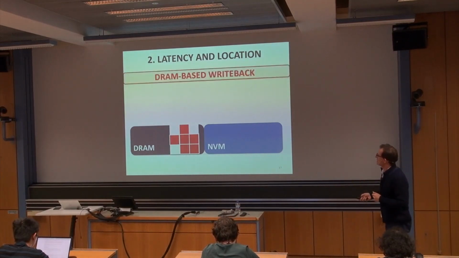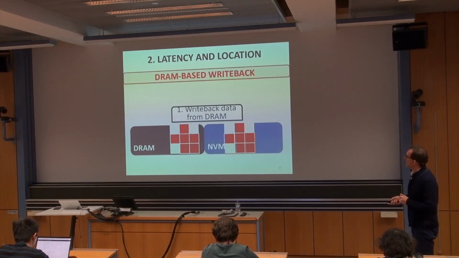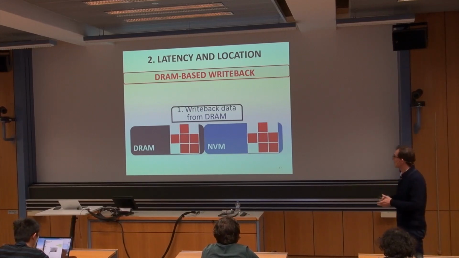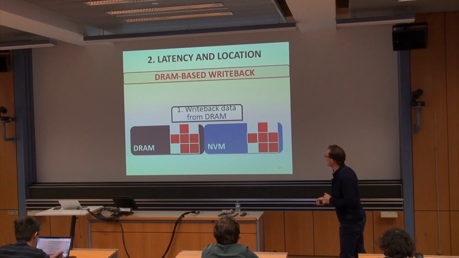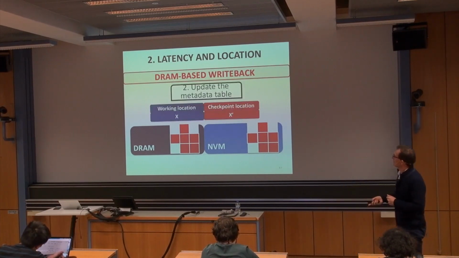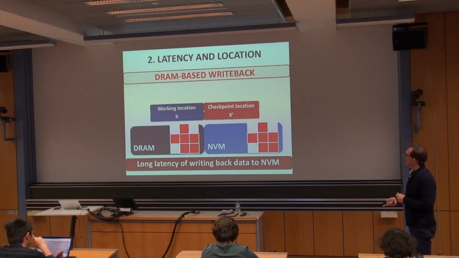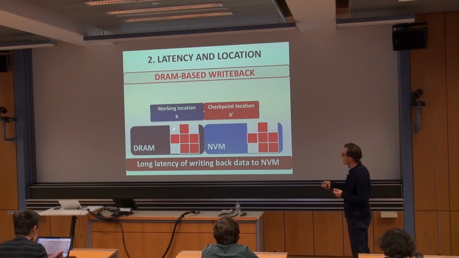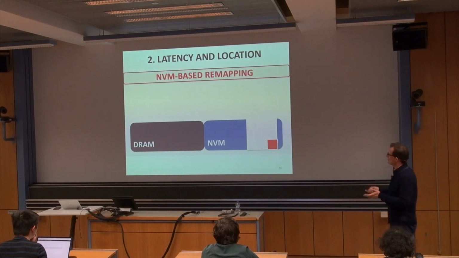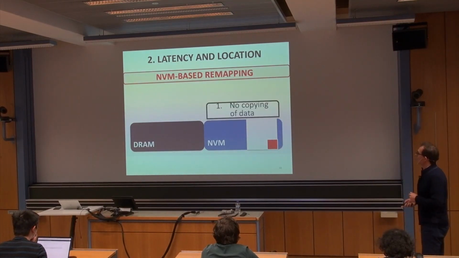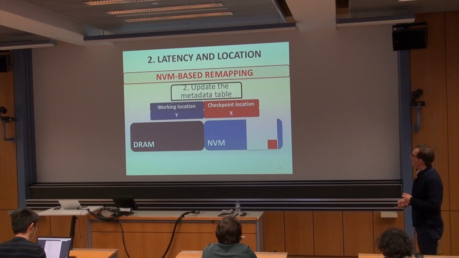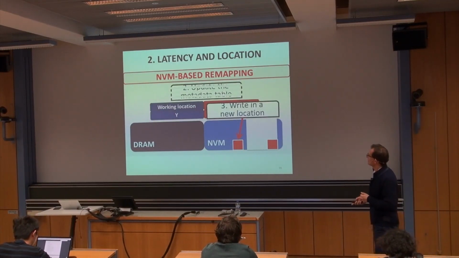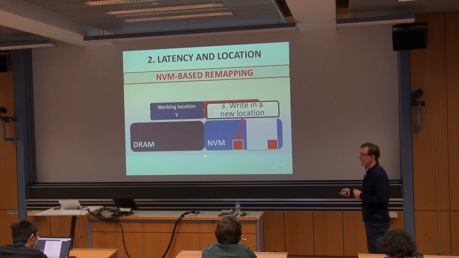So let's take a look at latency and location. If you want to write back data from the DRAM to NVM, because you buffer the data in DRAM, and you want to checkpoint it now to NVM, you need to update the metadata table. And there's a long latency of writing back data to NVM. So if you do DRAM, a page-based write back, it takes long, which is what I said. Or you could do NVM-based remapping. So basically, you just update the metadata. There's no copying of data, and you write the data in a new location, basically.